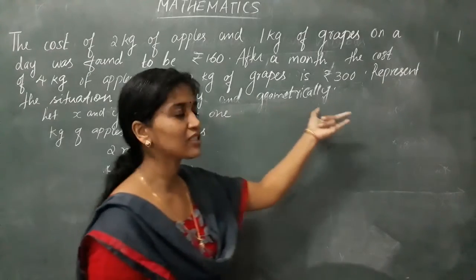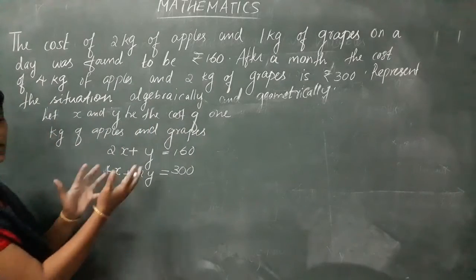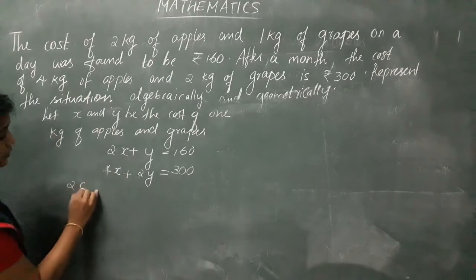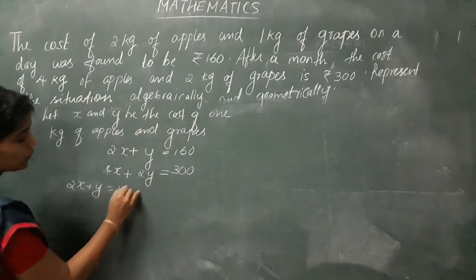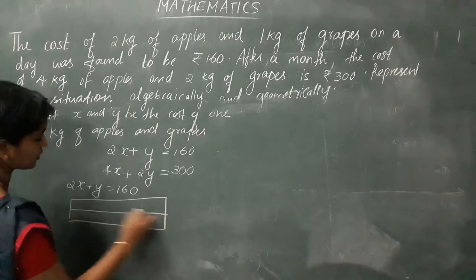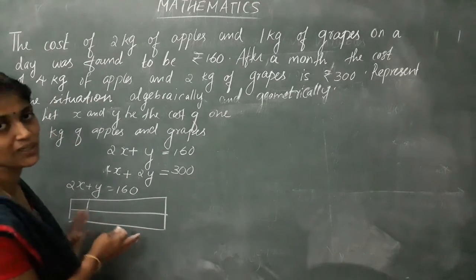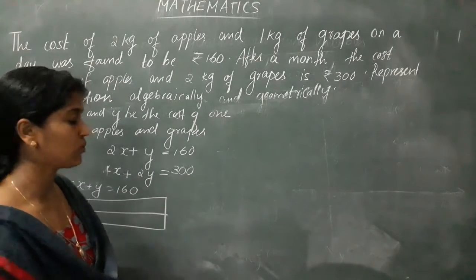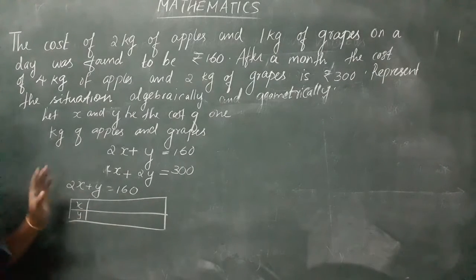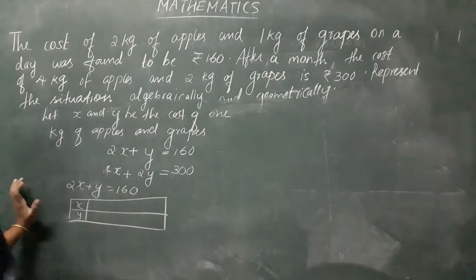Now we have to represent it geometrically. To represent it geometrically, we have to take each equation and find its solutions. So take the first equation, 2x plus y is equal to 160. We will find solutions for that. When you find the solutions, you need not write all the methods of finding them. We need only this box representing the solution, x, y. Now we will give some values for x. We have studied this in 9th standard. We will get the corresponding value of y, isn't it?